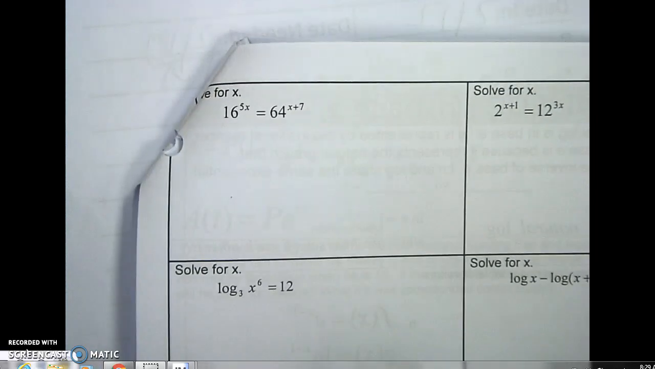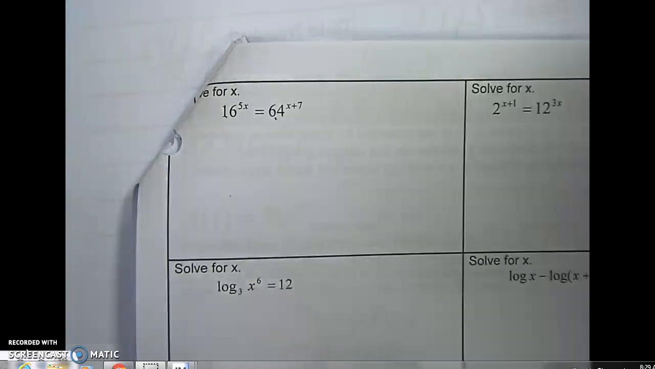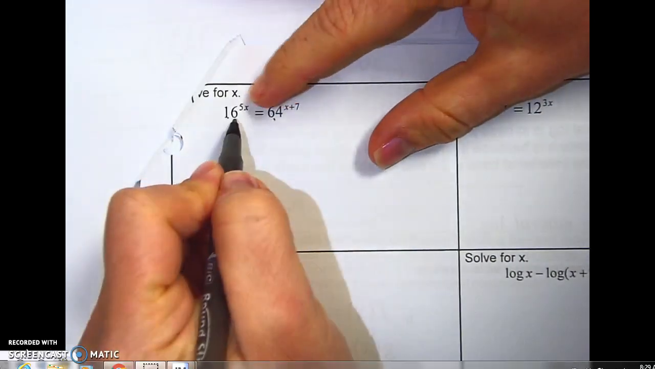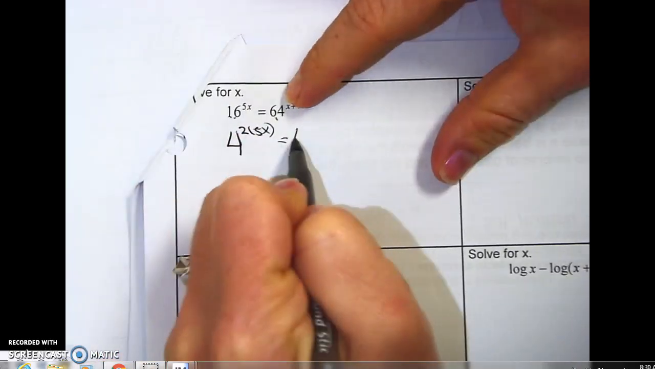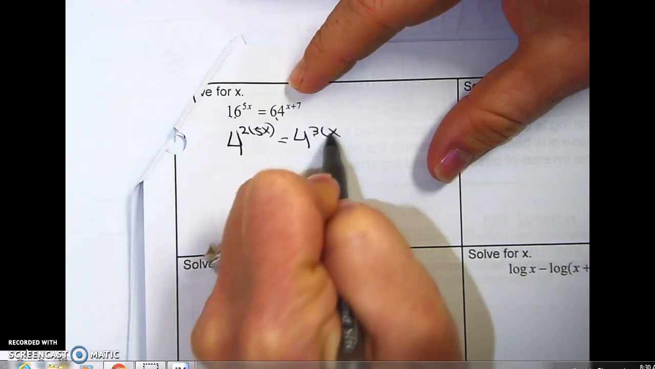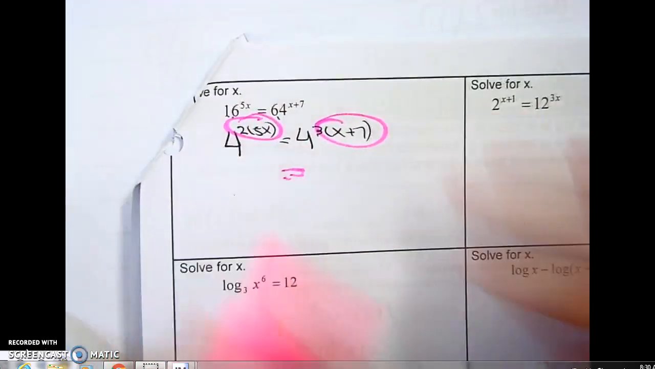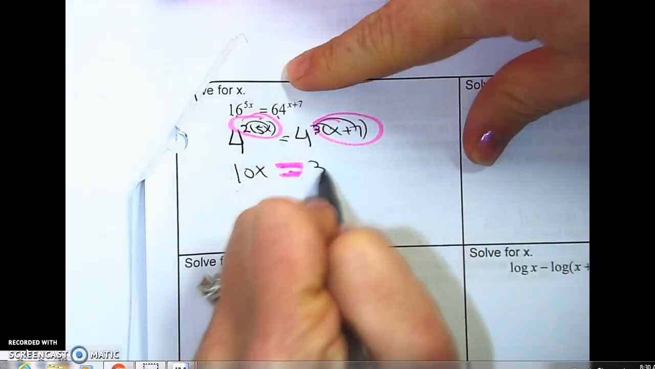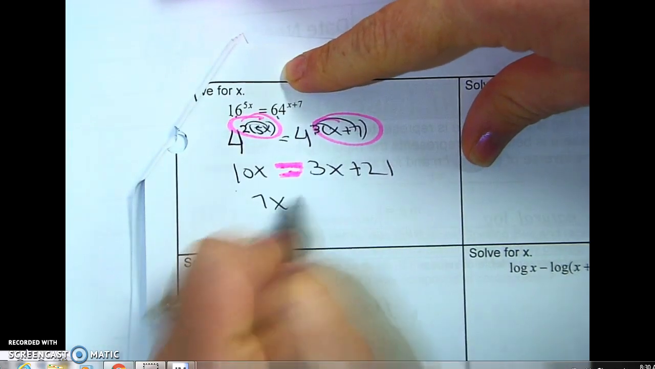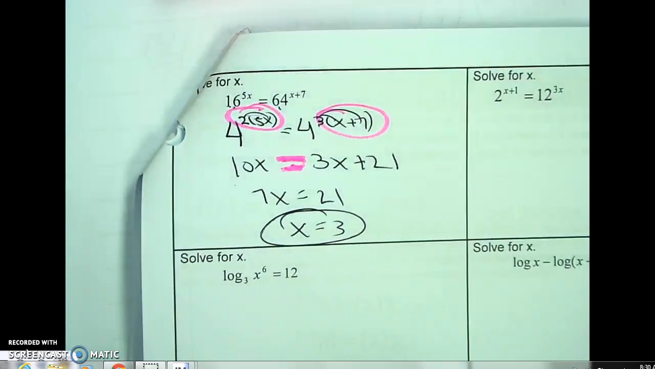All right, the goal here is to make the bases the same. Well, the thing about the 16 and the 64 is I could use 4 or I could use 2. It doesn't matter. I'll use 4 because I feel like it. 16 is the same thing as 4 squared, then it's times 5x. 64 is the same thing as 4 cubed times x plus 7. Now that the bases are the same, boom, set those equal to each other. Make sure you distribute to both. Small x to big X, and then x equals 3. And then if you have time, you'll check it and see that it's going to work.